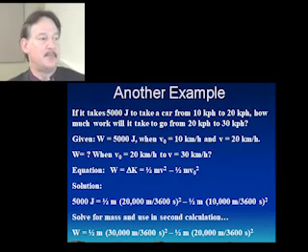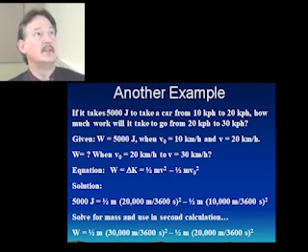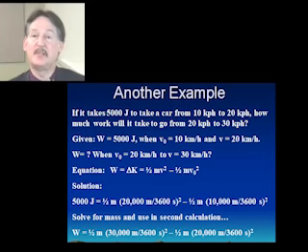Here we have another example of a car that speeds up from 10 kilometers per hour to 20 kilometers per hour, and we're told that as a result of that increase in speed, 5,000 joules of work was done on the vehicle. So look at that as beginning information. We know something about this vehicle. We know that it takes this 5,000 joules to make it go from 10 to 20 kilometers per hour.